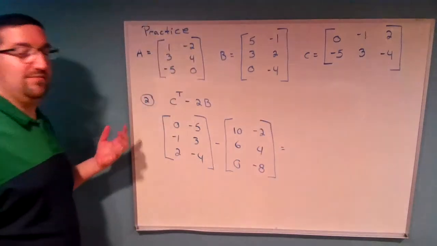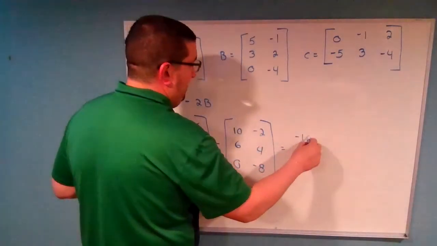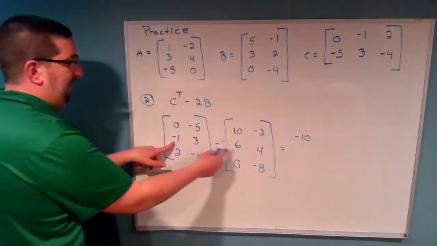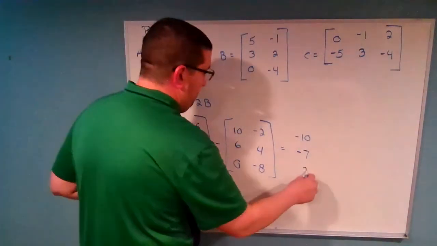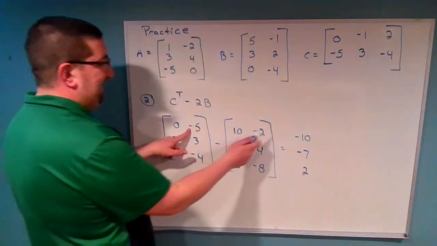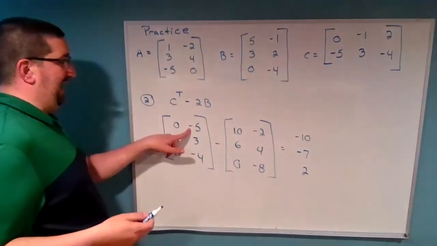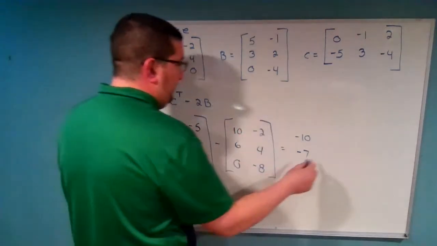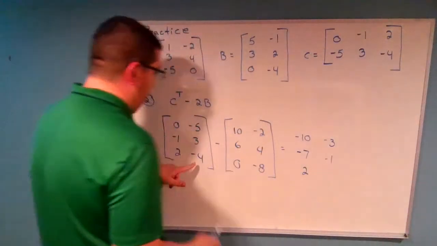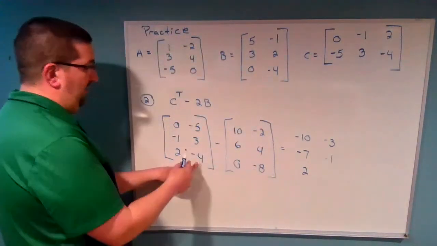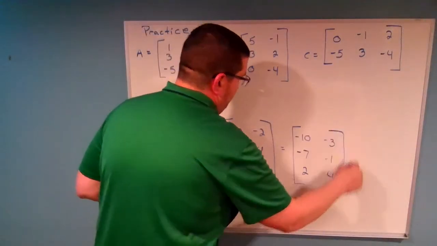Now to subtract them, I'm just going to subtract the corresponding parts. So 0 minus 10 would be negative 10, negative 1 minus 6, negative 7, 2 minus 0, 2, negative 5 minus negative 2 would be negative 5 plus 2. When you're subtracting a negative, you add the opposite. So negative 5 plus 2 would be negative 3. 3 minus 4, negative 1, negative 4 minus negative 8 would be negative 4 plus 8, which would be 4.